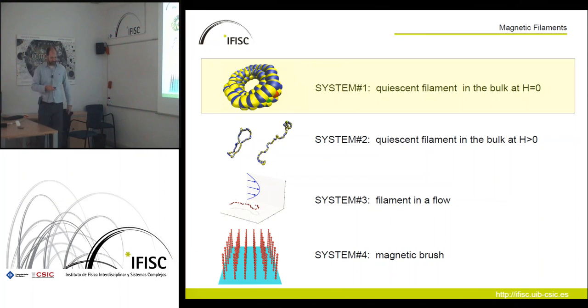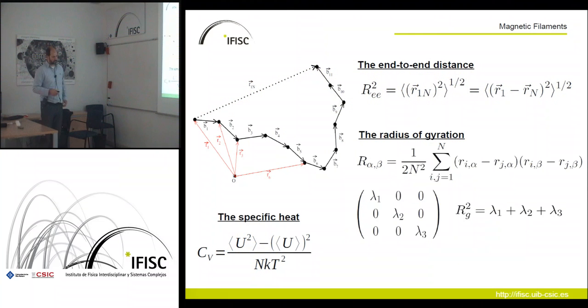And in this case, to characterize the chain, I will use these three observables. The end-to-end distance, that as the name says, is the distance between the two ends of the chain. Then the radius of gyration, that is computed through the eigenvalues of the gyration tensor, which is computed through the relative positions between particles. And then also the specific heat that, as you know, is related to the fluctuations in the energy.